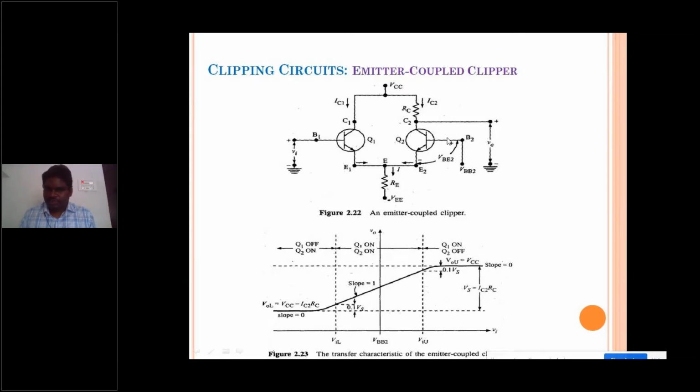As this is a fixed voltage and this is going on increasing, if it starts from this. In one case, when one transistor is in the on condition, the other must be in the off condition. Like see here, when Q1 is off, Q2 is in the on condition.